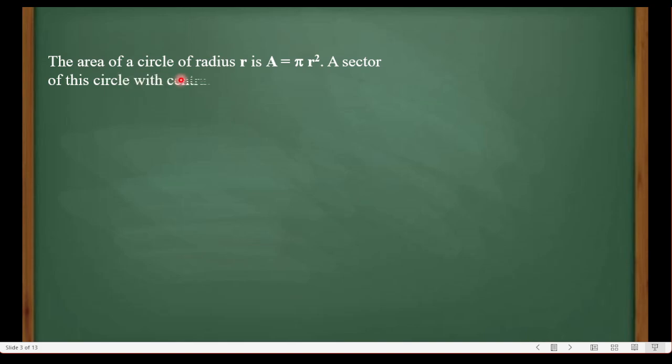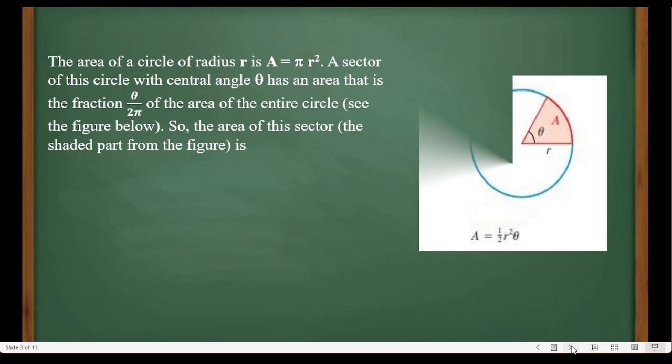The area of a circle of radius r is A equals pi r squared. A sector of this circle with central angle theta has an area that is the fraction theta over 2 pi of the area of the entire circle. See the figure below. So this is the circle. The shaded part is actually the sector.